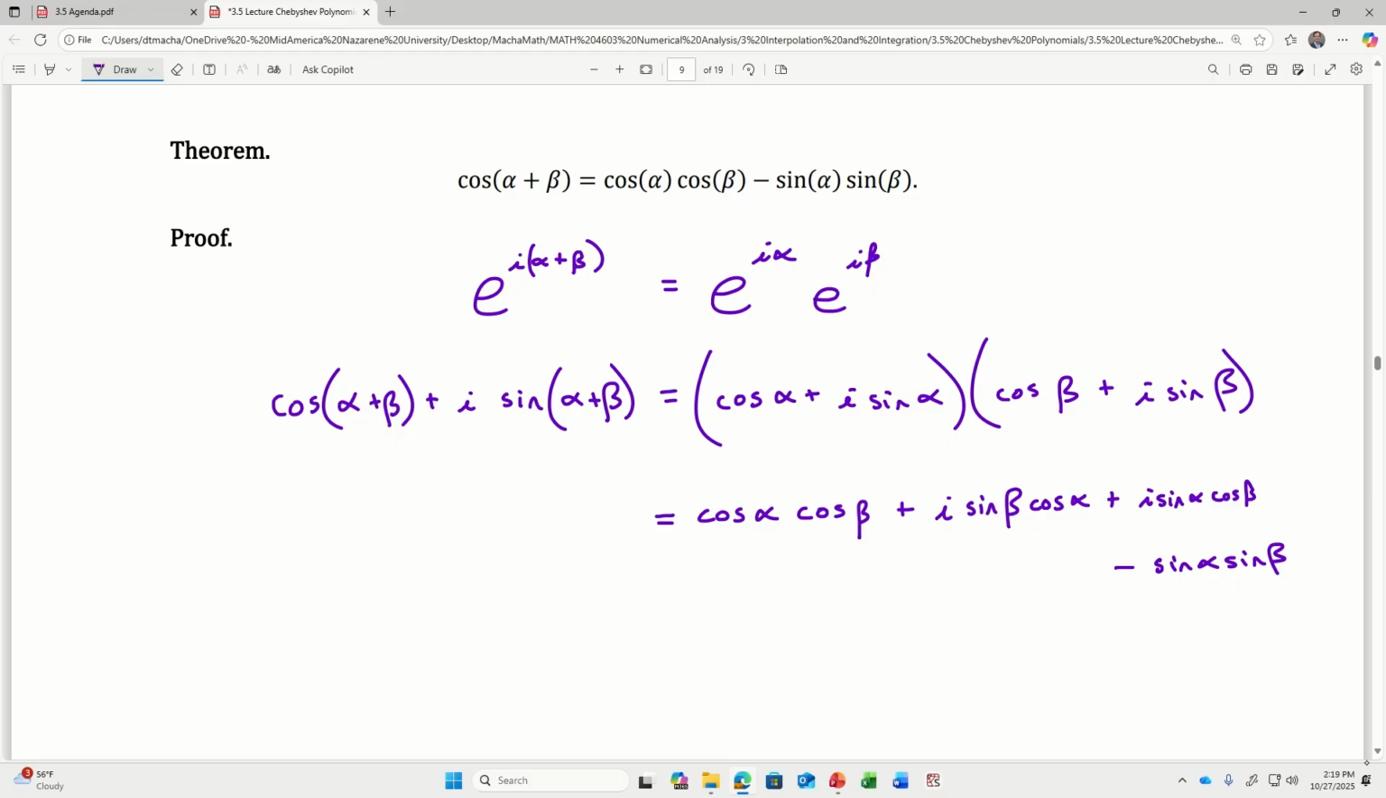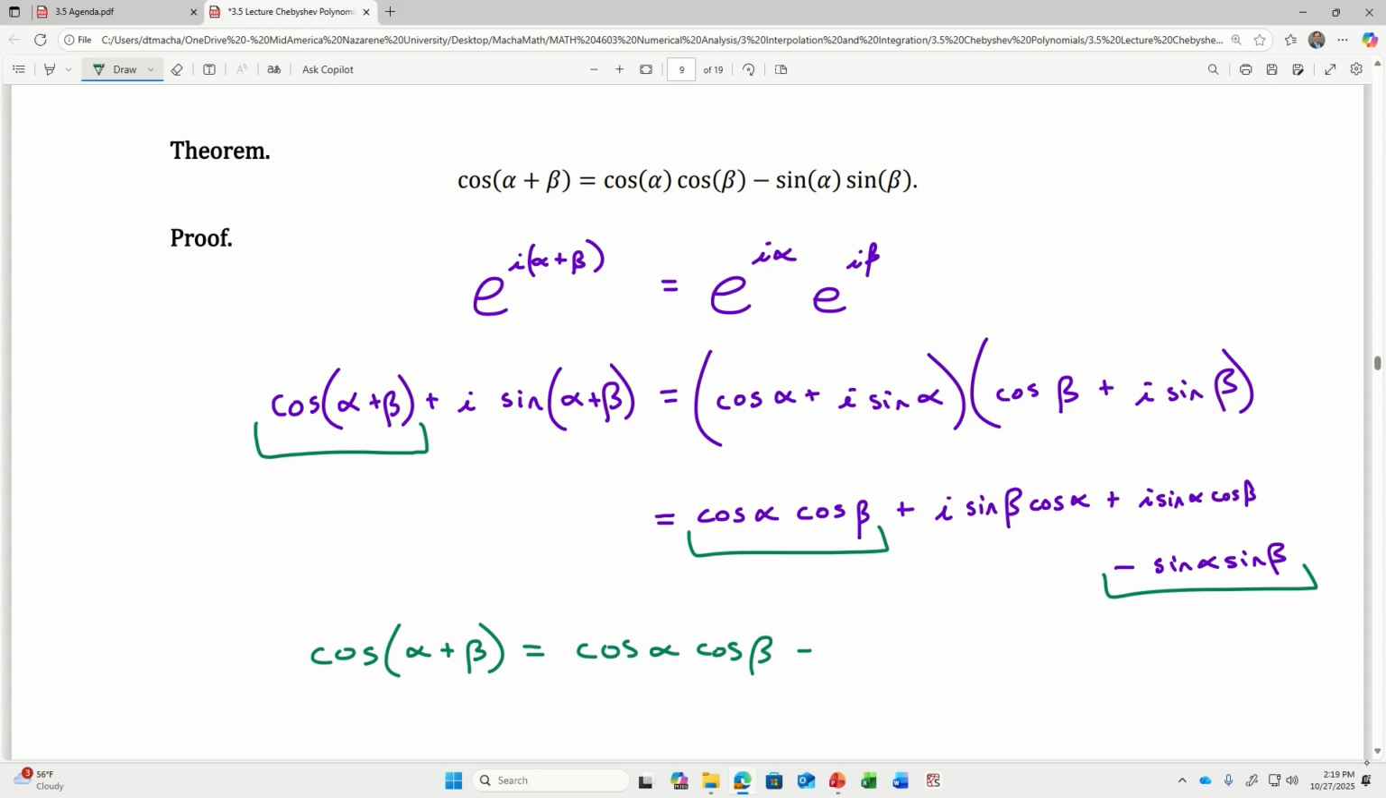So all we're left to do is to equate the real parts of the left side and the right side. And we get the exact trig identity that we're trying to prove here. Cosine alpha cosine beta minus sine alpha sine beta. If you equate the imaginary parts on the left and right side of the equation, then you get the angle sum identity for sine.